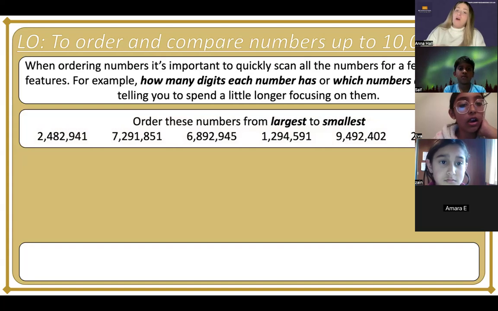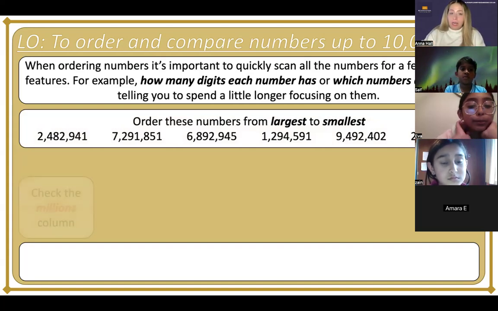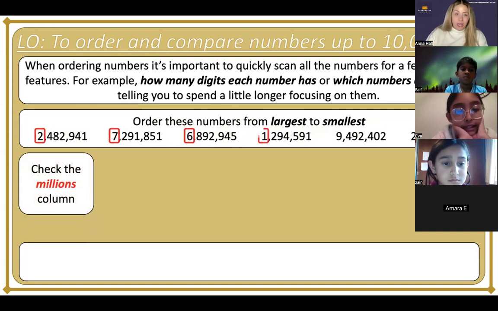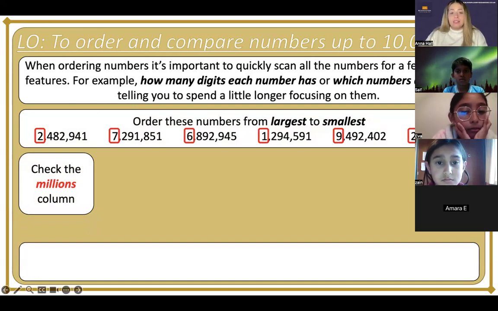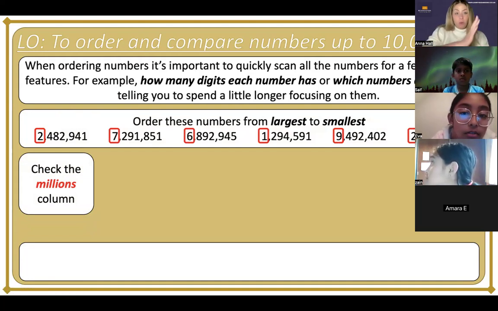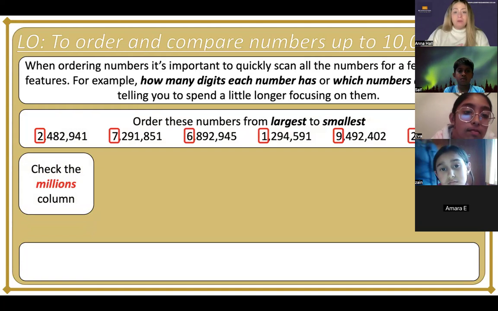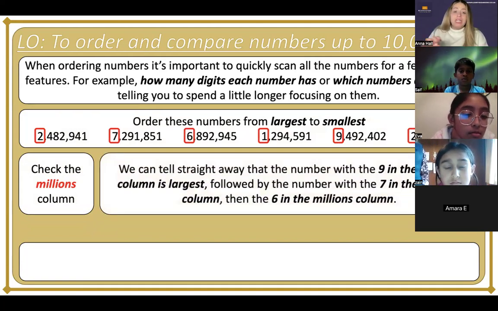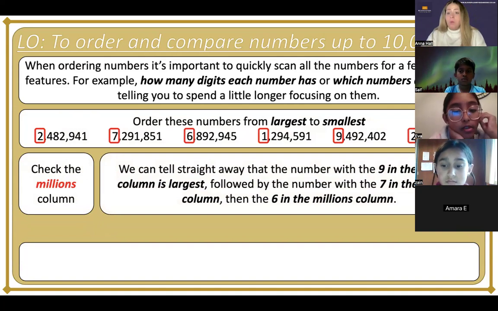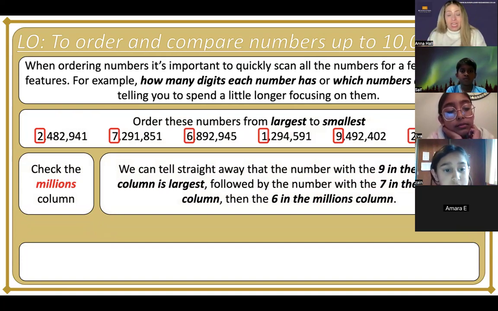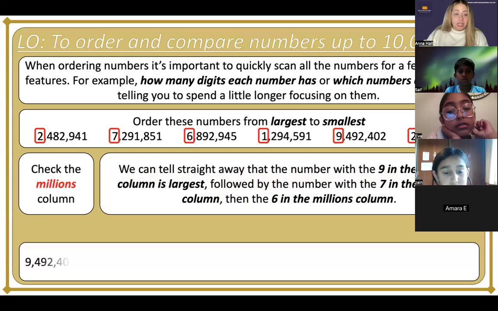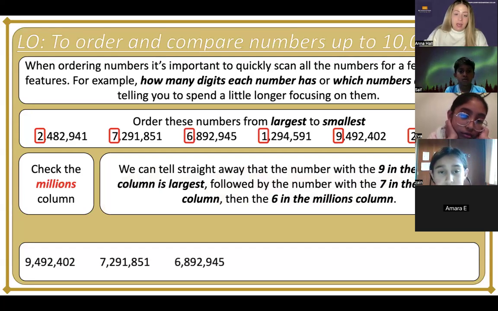Okay, so this question says, order these numbers from largest to smallest. And what we're going to do, first off, is check the millions column first. We can see that all these numbers in our list have millions. And we're going to work from left to right. So we start from the left and we check the millions column. We can tell straight away that the number with the 9 in the millions is the largest, followed by the number with the 7, then the number 6. Okay, so we can see we'll go from smallest to largest. Ta-da! And there it is.